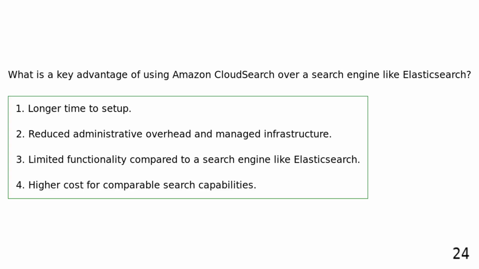What is a key advantage of using Amazon CloudSearch over a search engine like Elasticsearch? Longer time to set up. Reduced administrative overhead and managed infrastructure. Limited functionality compared to a search engine like Elasticsearch. Higher cost for comparable search capabilities.